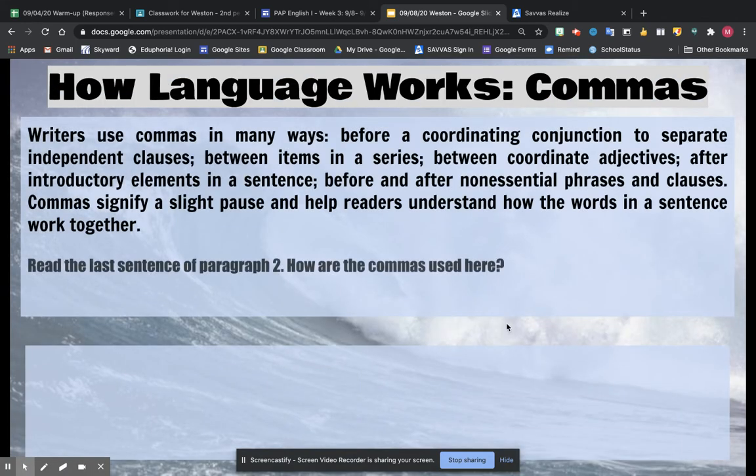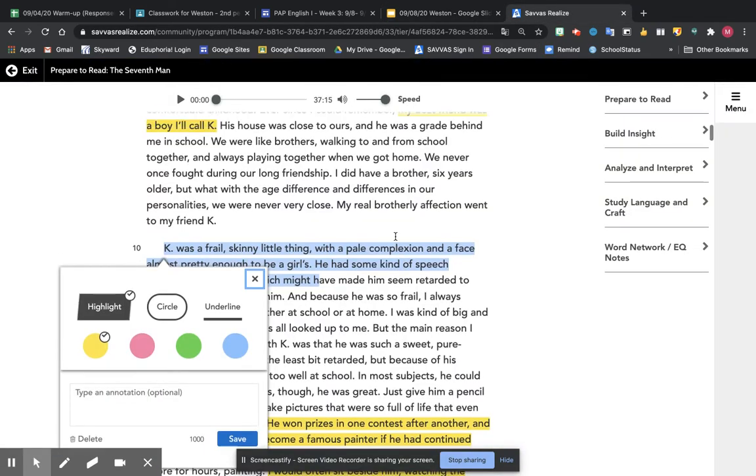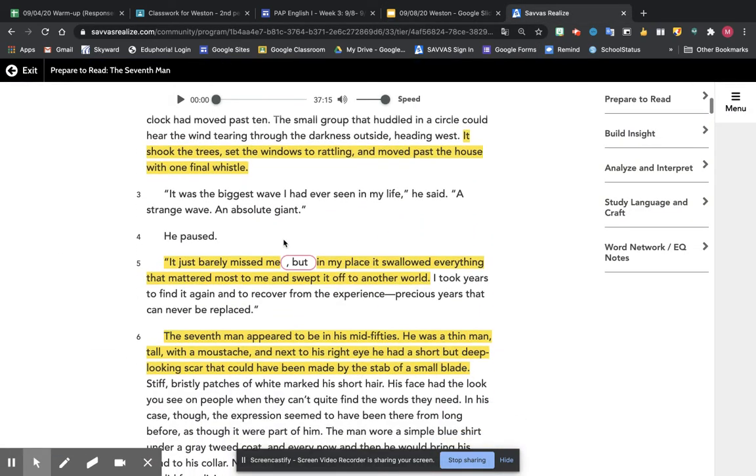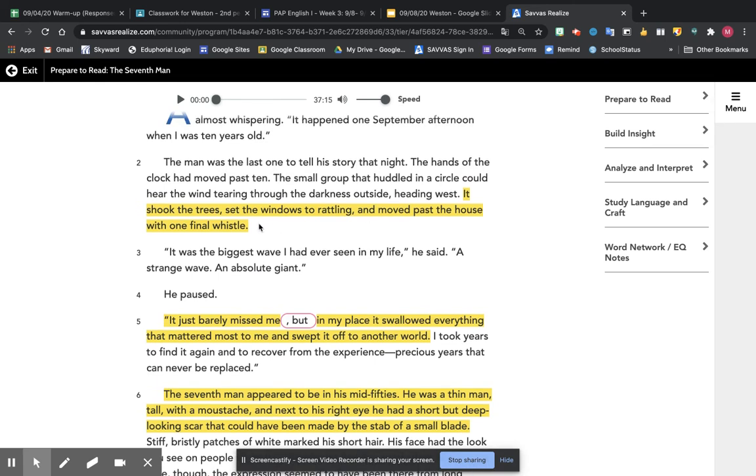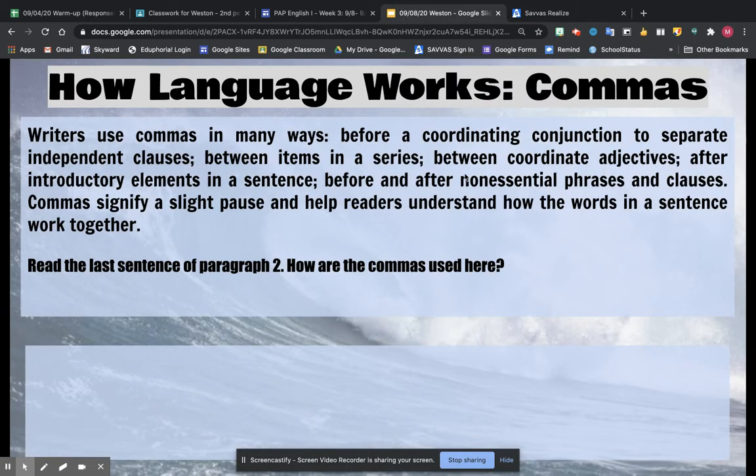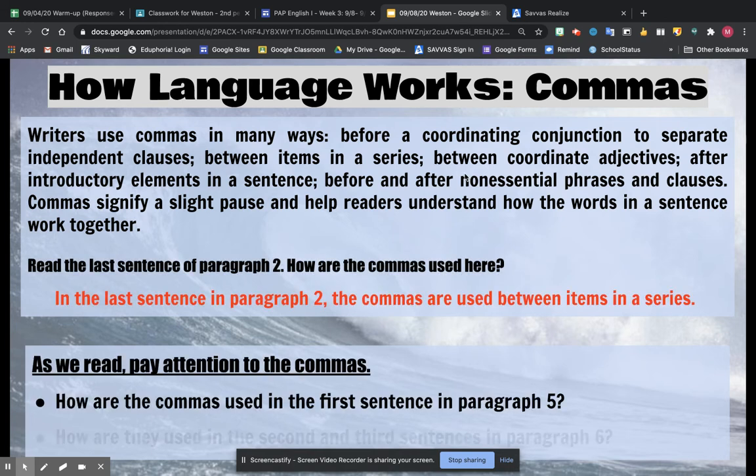We also talked about how commas work. If you go back to paragraph 2, you can see I was highlighting the sentence there, and we were discussing in class how this is a compound sentence, and a comma is used here between two independent clauses to make one sentence. So again, that was what you were expected to do yesterday.